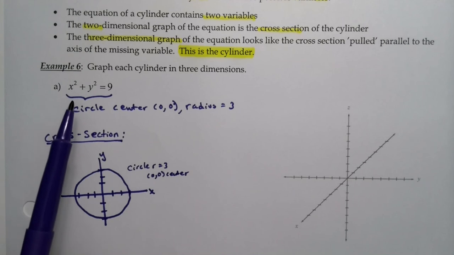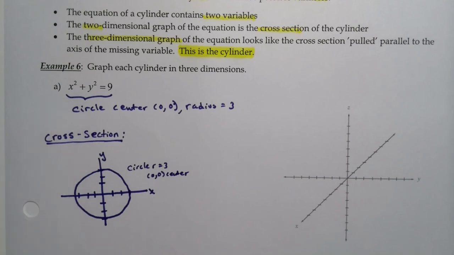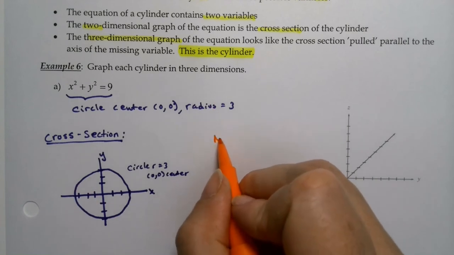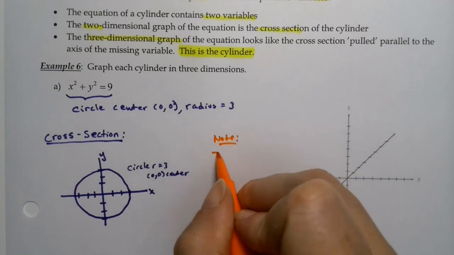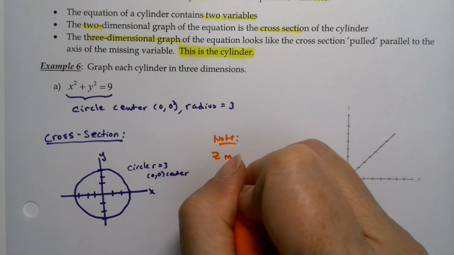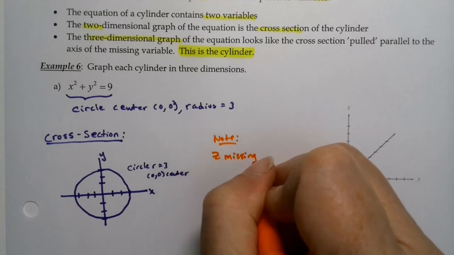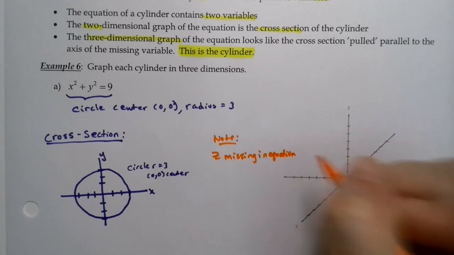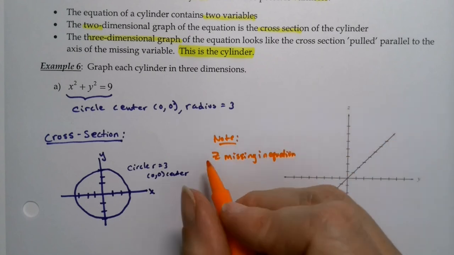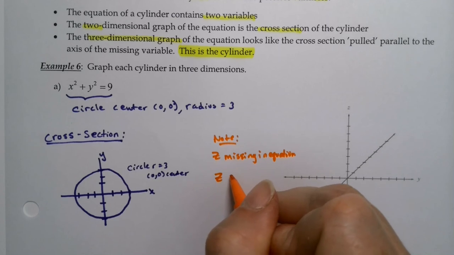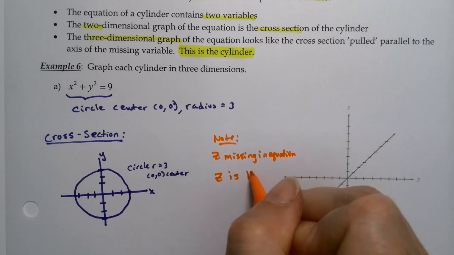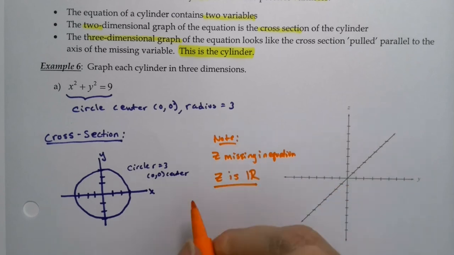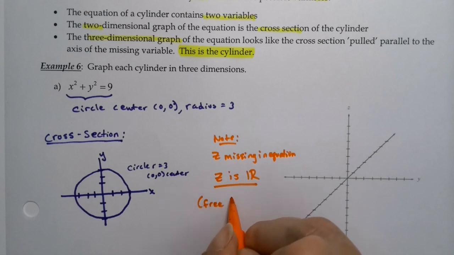Now look, there's no z in this equation. No z given. So note, z is missing from the equation. So z can be anything. Z is the entire real number set. It's free to be anything it wants.